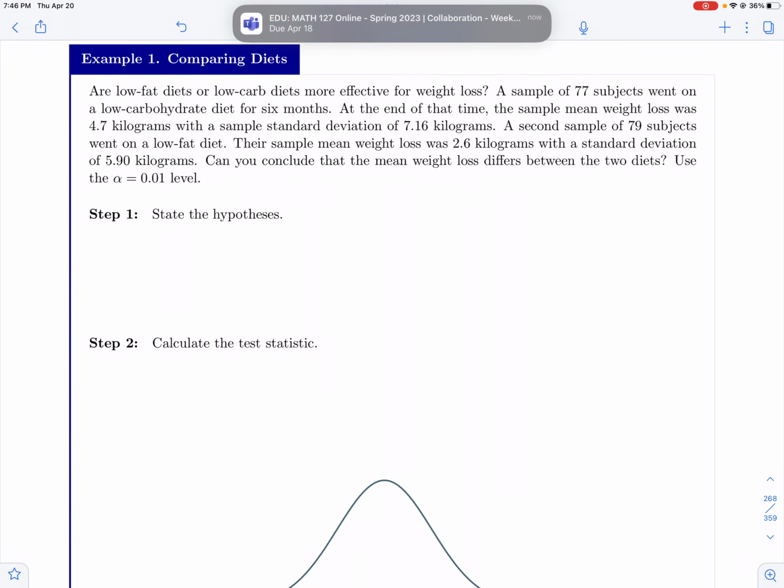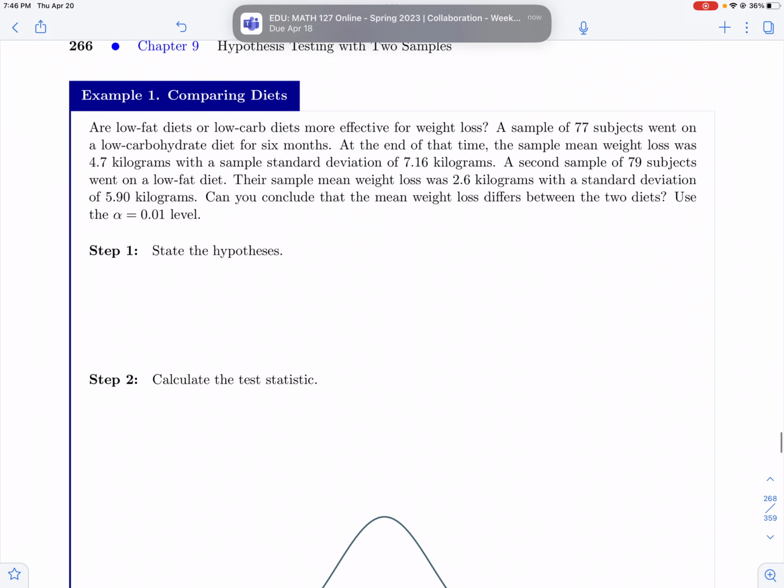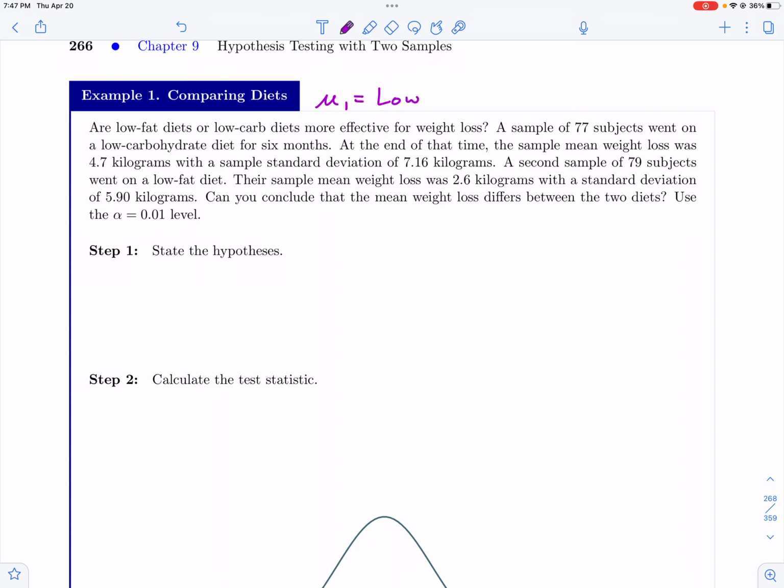All right. For this one, I'm going to choose the one that came first. Since we mentioned the low carb diet first, I'm going to use that to be my mu1 and my x1 and all that kind of stuff. So my mu1 is going to be low carb, and for my mu2, I'm going to use the low fat diet.